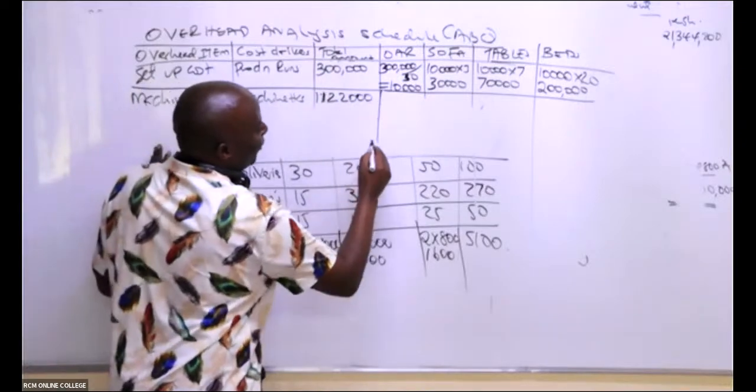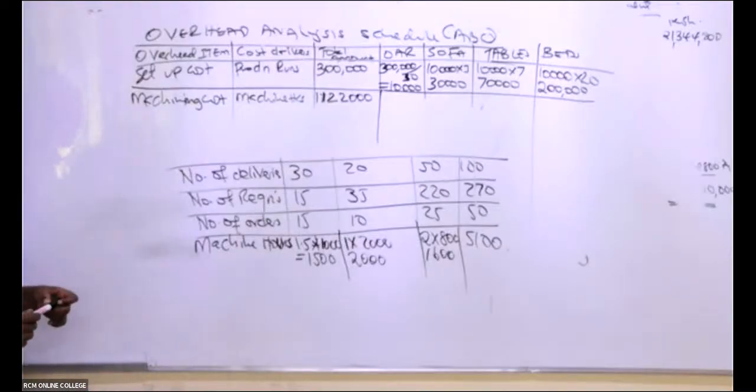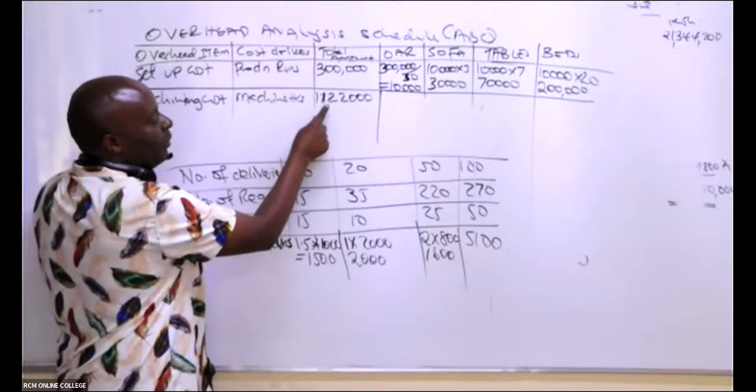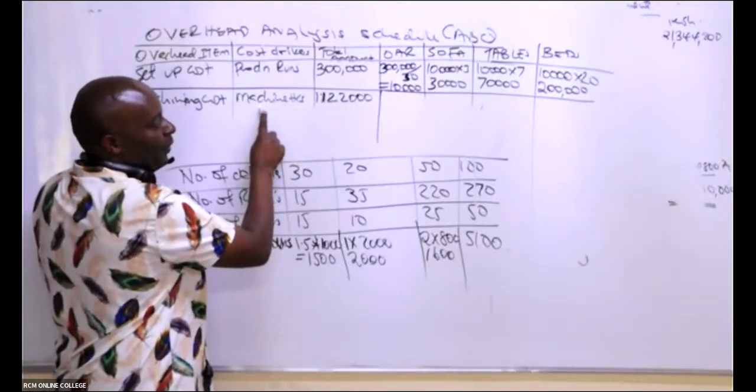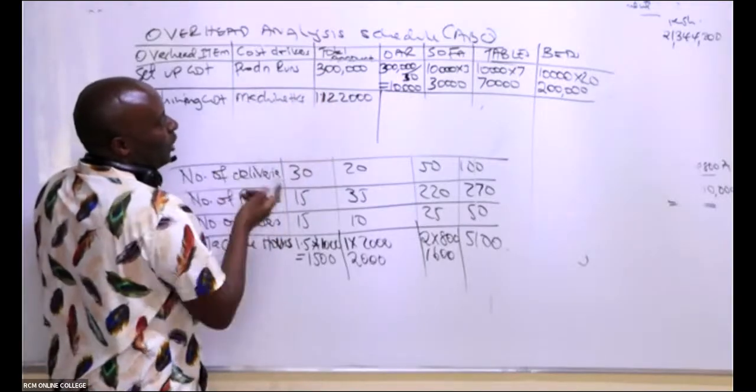2,000. Thank you so much. Are you able to get the OAR for machining costs? Yeah, you simply take the total amount divided by machine hours. Just like how it took 300,000 divided by total production runs.